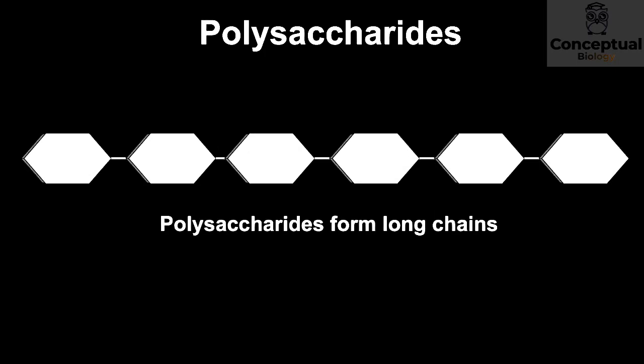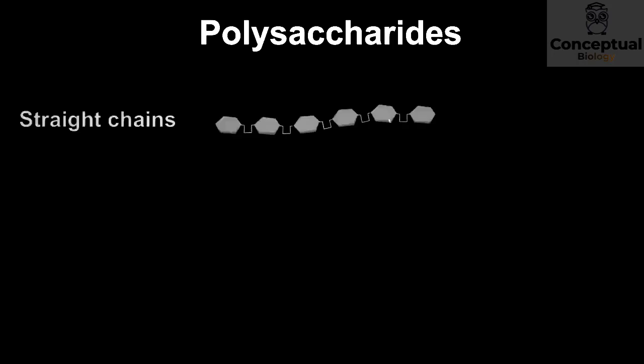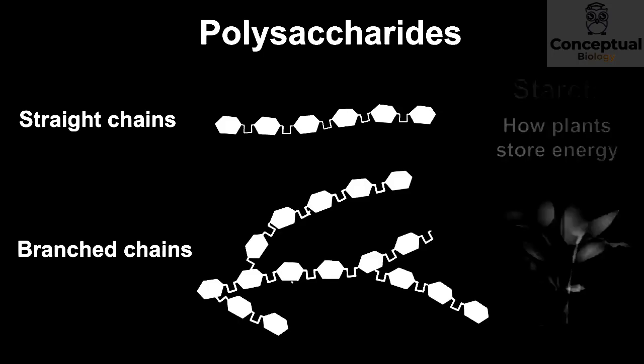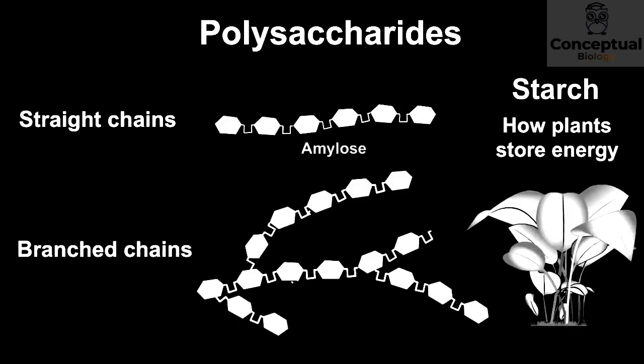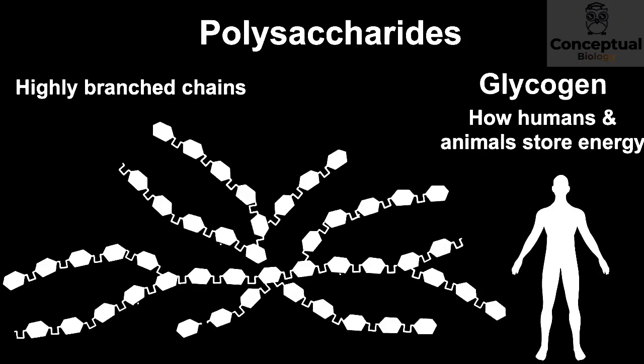Polysaccharides are formed when glucose monomers link together to form long chains. These long chains of glucose units are ideal for storing energy. The chains can be straight or branched. Plants store energy in the form of amylose, which has straight chains, or amylopectin, which is branched. Animals differ from plants in that they store energy in the form of glycogen, which is a highly branched polysaccharide that can be broken down quickly to supply energy to tissues.